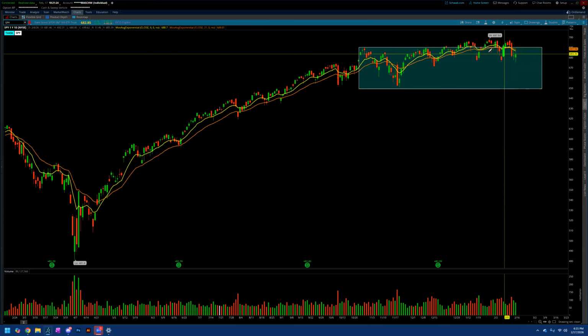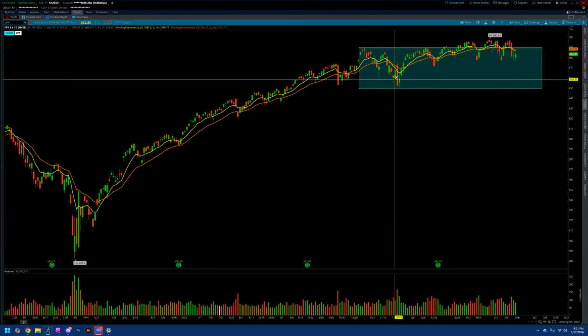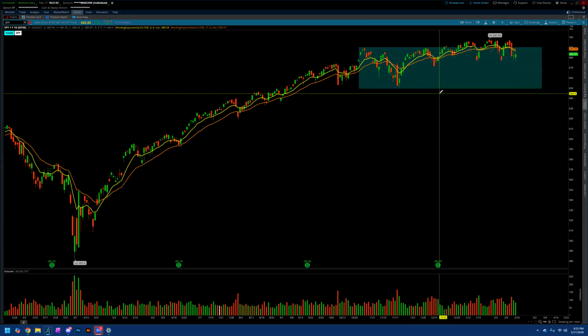You might have wanted to short a couple days ago when we came back to those moving averages. So anyway, they just really don't follow the rules that you would expect when the market's in a range, which is generally why I like to try and avoid trading range environments.